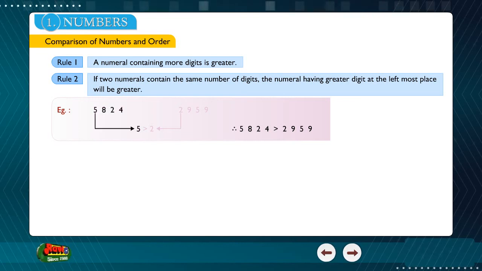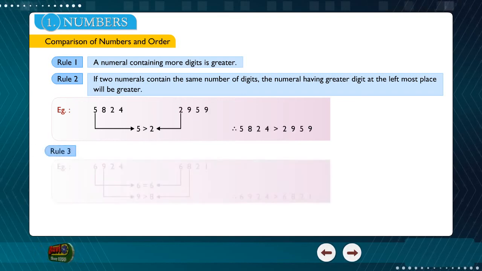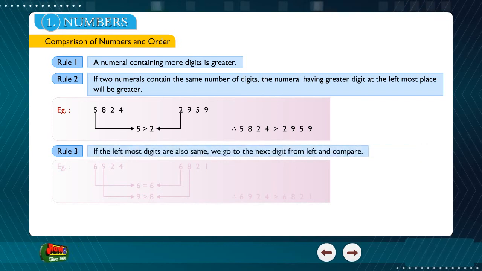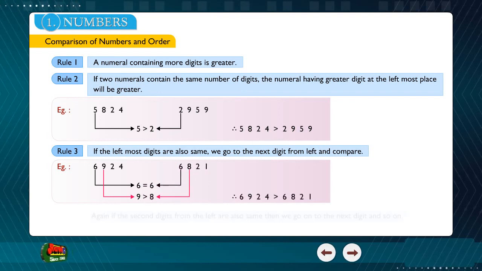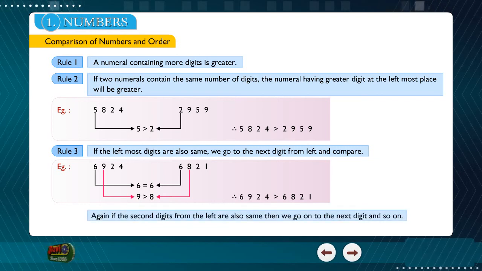Example: 5824 is greater than 2959. Rule 3. If the leftmost digits are also same, we go to the next digit from left and compare. Example: 6924 is greater than 6821. Again, if the second digits from the left are also same, then we go on to the next digit and so on.